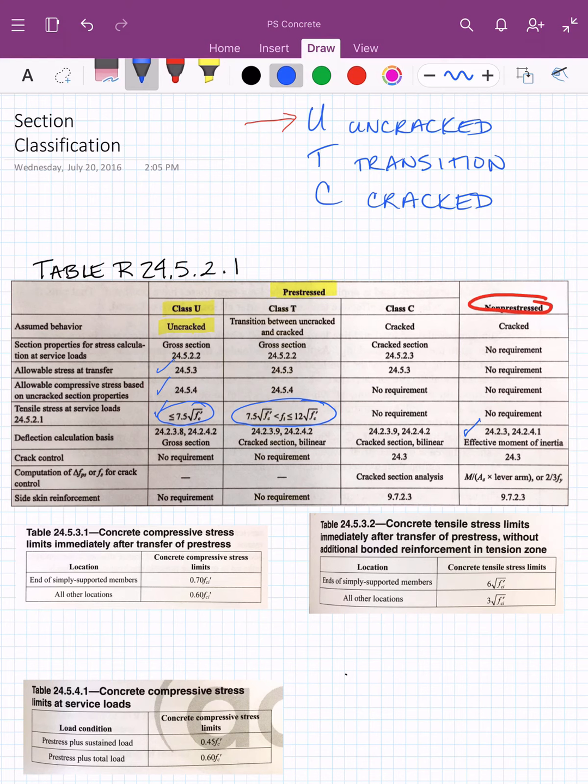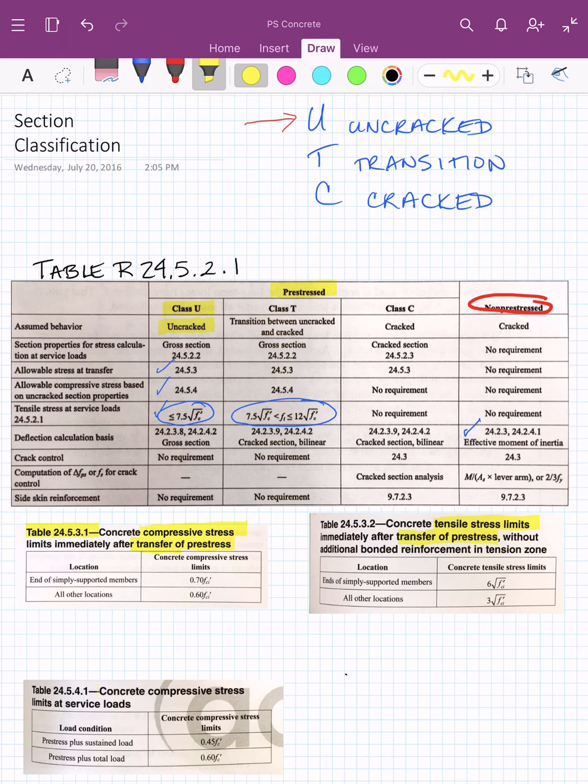All right, so let's take a little deeper look at what some of these sections refer to so that we can look at what our stress limits are. If we take a look at table 24.5.3.1, this is the concrete compressive stress limits immediately after transfer. So this is at transfer of pre-stress, and then the next table is tensile stress limits. I should probably highlight the compressive. Tensile stress limits immediately after transfer. Okay. It says without additional bonded reinforcement of the tension zone. Again, that's a kind of a special case, and so right now we're just looking at what these limits are.